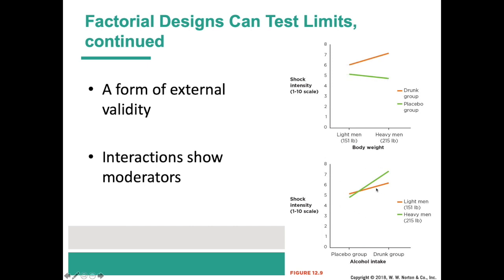This is showing the same thing, just reversing what's on the x-axis and which one's the lines. Again, it's showing the same thing. There's an interaction happening. The lines are coming together. So the effect of being drunk depends on how heavy you are, is how we would look at that.